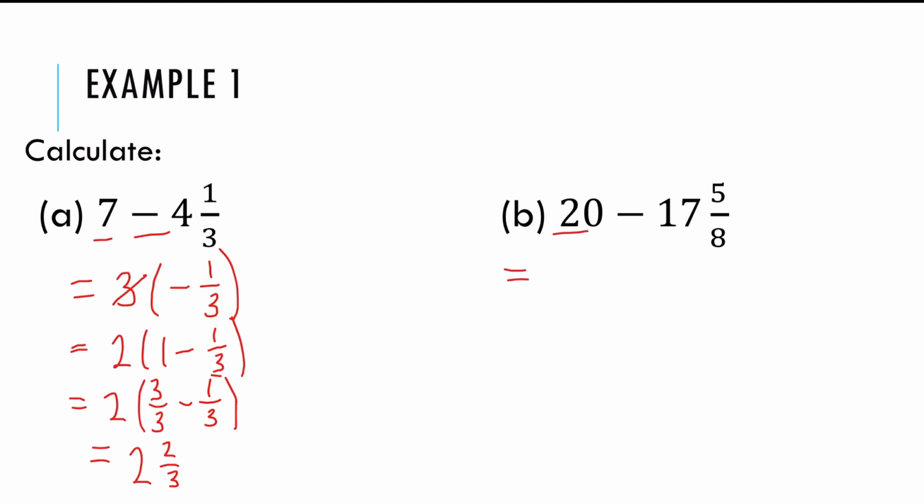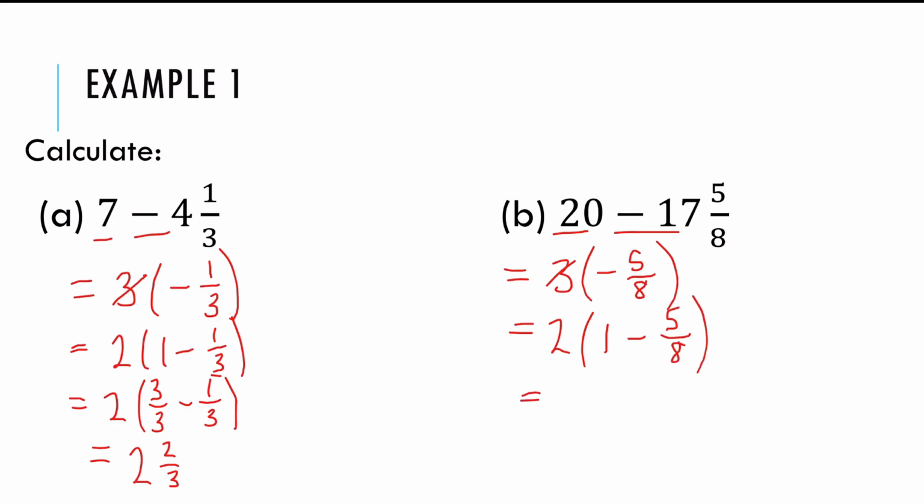Okay, so in the second one I've got 20 take away 17, which is 3, and I've still got to subtract my 5 over 8. Again, I'm going to borrow 1 from the 3 to make it a 2 and bring 1 back into the bracket. This time, I want to express the 1 as a number over 8, and that would be 8 over 8, so that is equal to 1. Now I can just do 8 take away 5 on the top, which gives me 2 and 3 over 8.